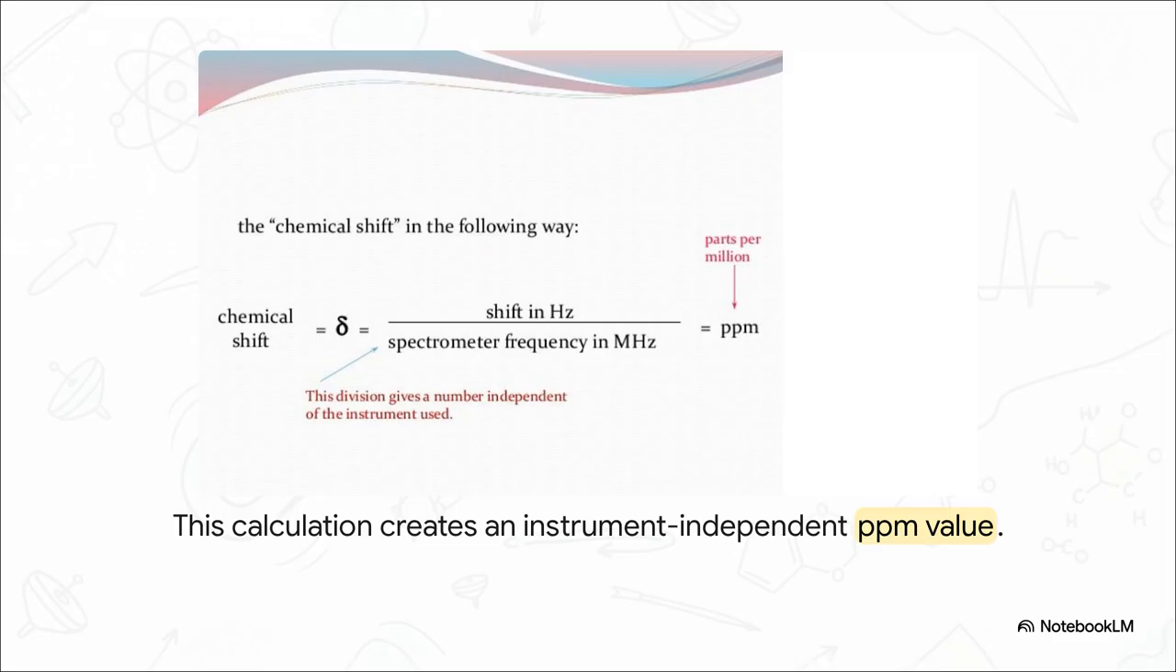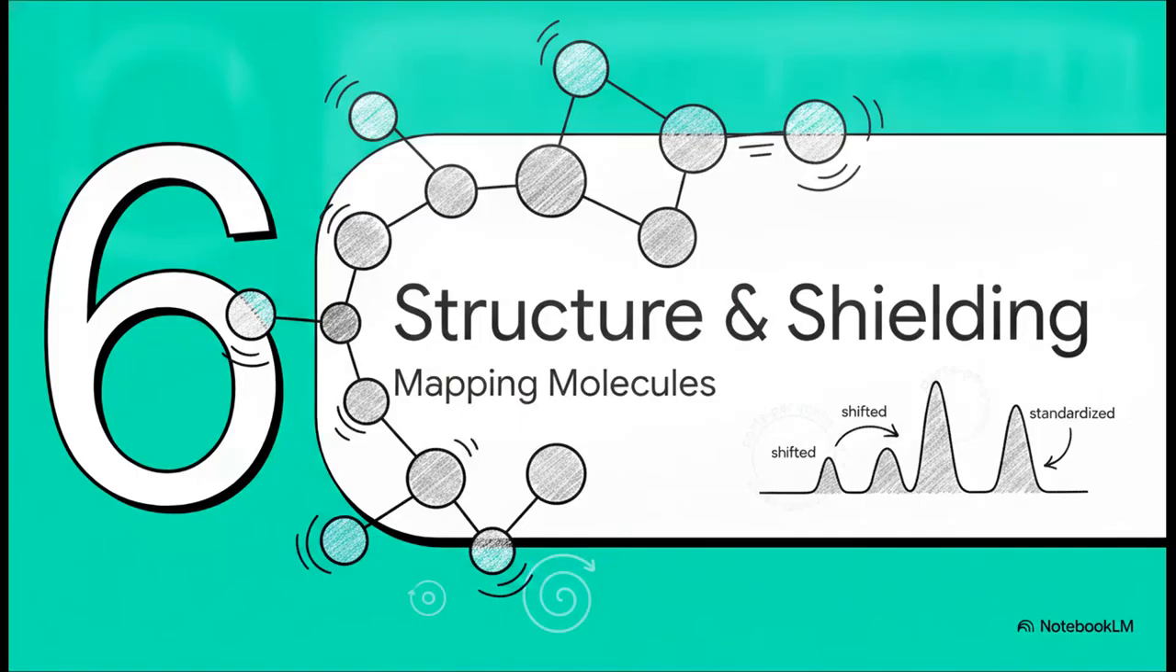To make sure everyone is speaking the exact same language, we calculate the chemical shift using the formula shown here. By dividing the shift in hertz by the specific spectrometer's operating frequency in megahertz, we get a standardized parts per million, or ppm, value. This brilliant little piece of math ensures that whether you run your sample on a standard 300 megahertz machine or a massive multi-million-dollar 900 megahertz supermagnet, your parts per million graph is going to look the exact same.